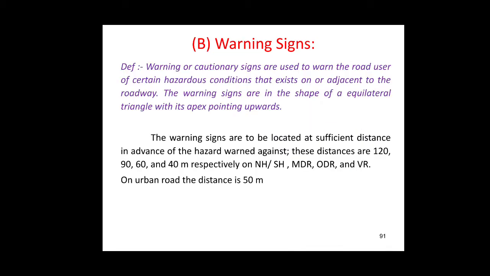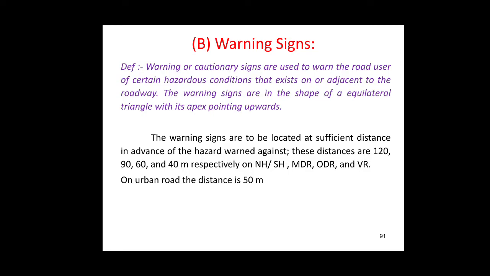Next is the warning sign. The warning signs are the cautionary signs which are used in order to warn the road user or the driver regarding certain hazardous conditions that are existing on or adjacent to the roadway. These warning signs are in the shape of an equilateral triangle with its apex pointing upwards. So it is important to know that the peculiarity of the warning sign is that of an equilateral triangle with its apex pointing upwards.